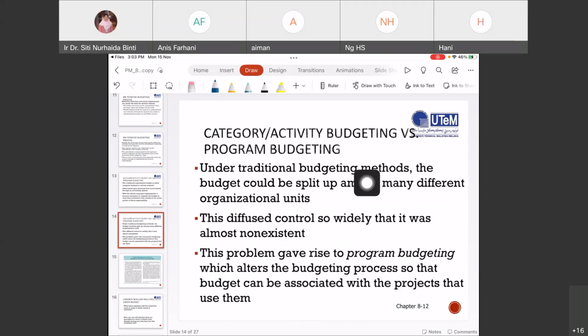Under traditional budgeting methods, the budget could be split up among many different organizational units. These diffused control so widely that it was almost non-existent. This problem gave rise to program budgeting, which alters the budgeting process so that budget can be associated with the projects that use them.